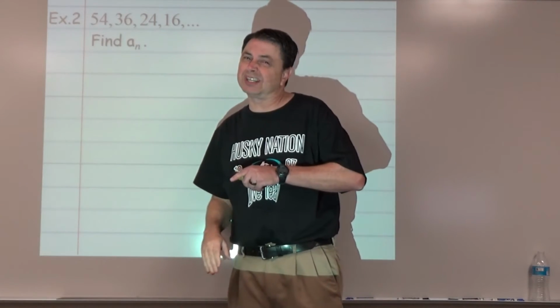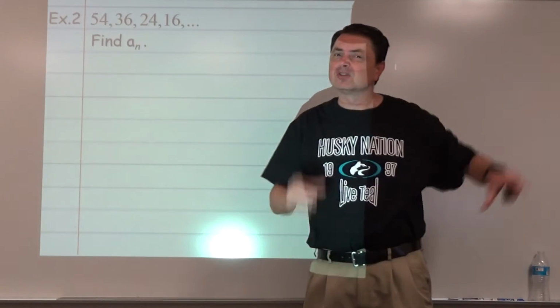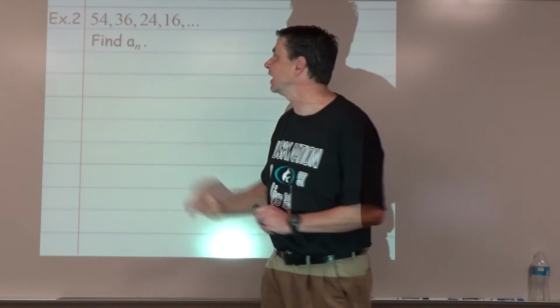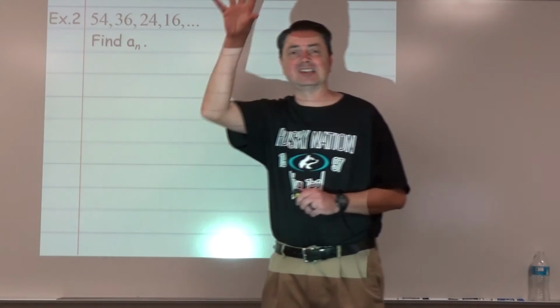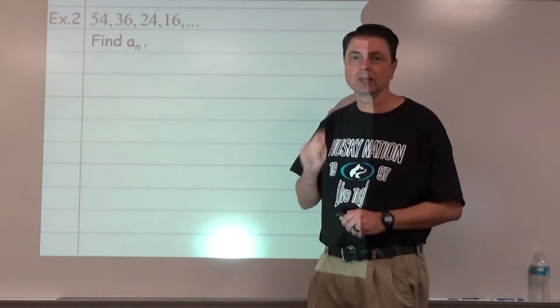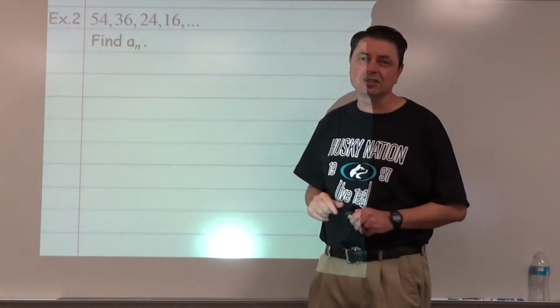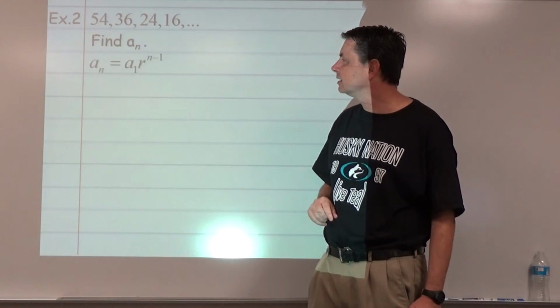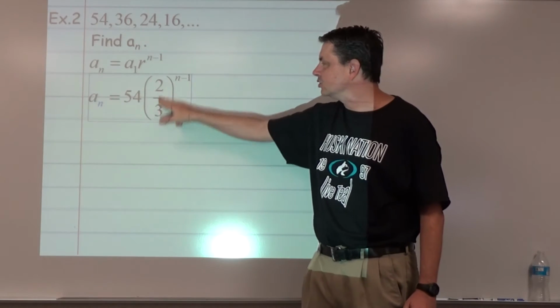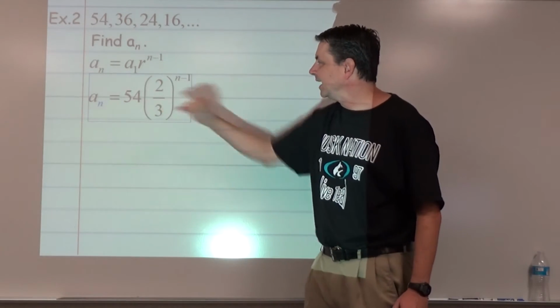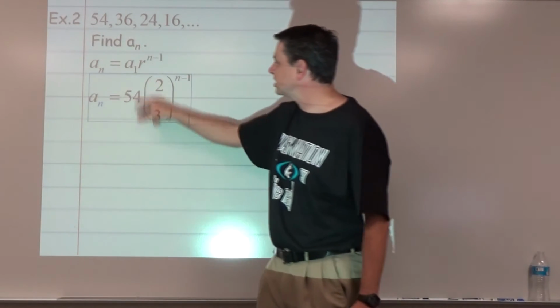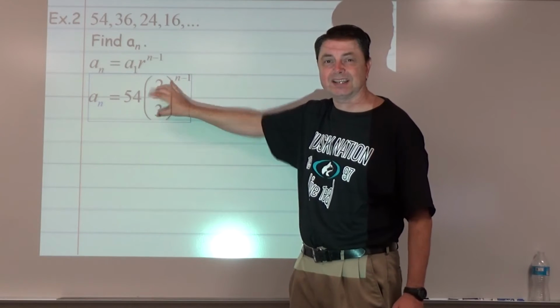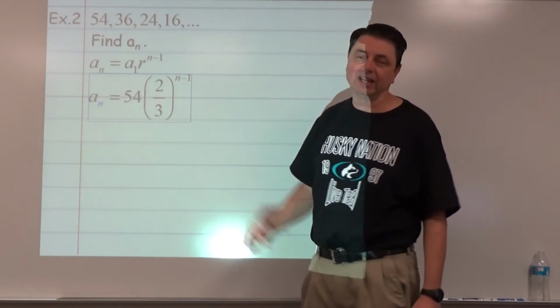Now your calculator would give you a decimal that goes on forever. So I don't think we want a decimal, we want an exact value. We might need to reduce that. 16 over 24 reduces, I think we could divide top and bottom by 8. We're going to get 2/3. So a sub n is the first term, 54, times the ratio, simplified, exact, to the power of n minus 1.